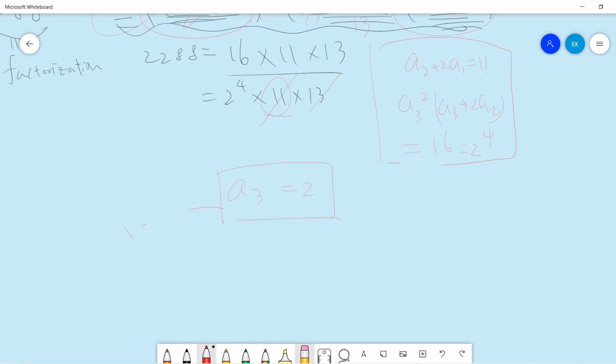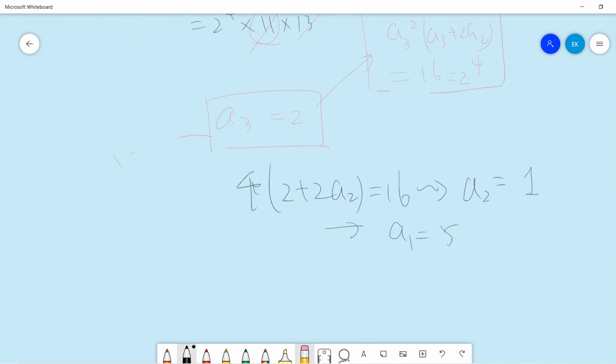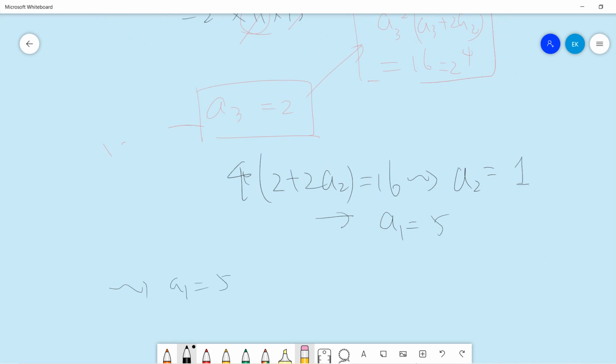So the only solution is a3 is 2. If a3 is 2, then we put it in, and we get 4 times (2 plus 2a2), which is 16. So a2 must be 1, because 2 plus 2 is 4, and 4 times 4 is 16. And then you also get a1 is 5. So the final result is a1 is 5, a2 is 1, a3 is 2.